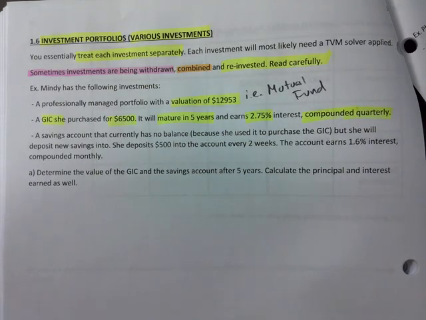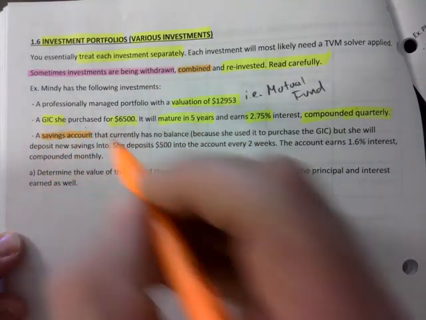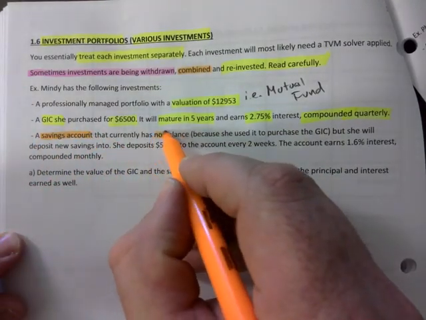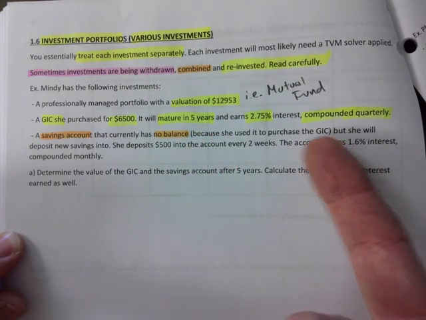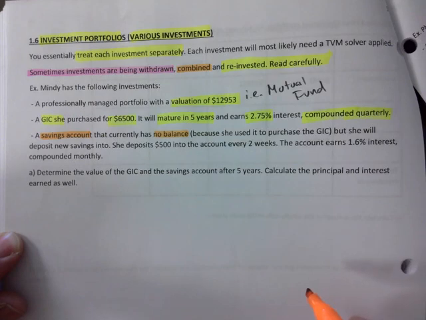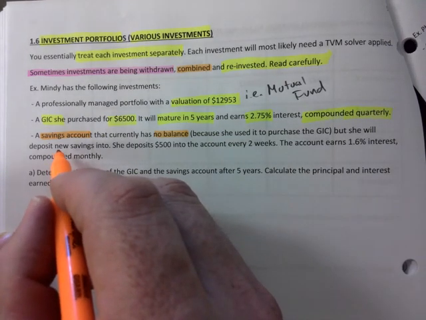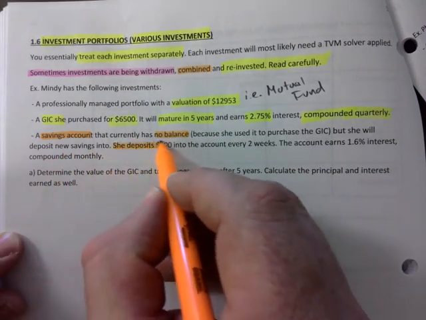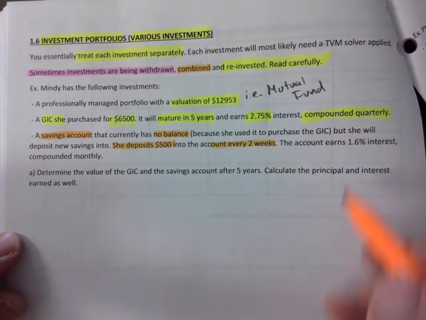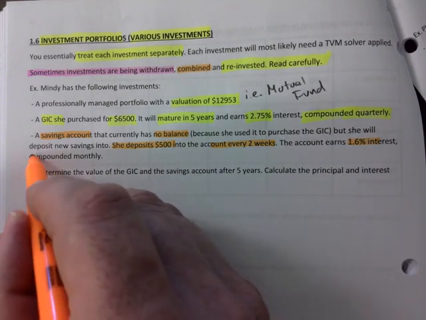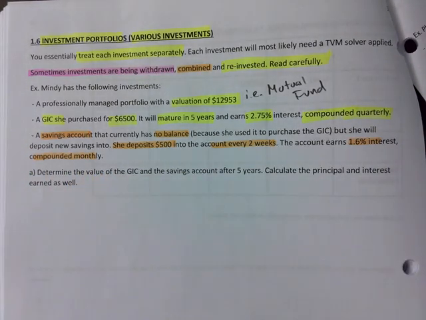Okay, and then we have a savings. I'm going to use a different color for that one. Just a regular savings account. It has no balance in it because she used it to purchase the GIC. But she deposits 500 into it every 2 weeks, and that account earns 1.6 compounded monthly. So I'm just going to say this.